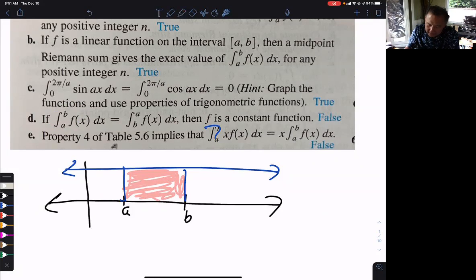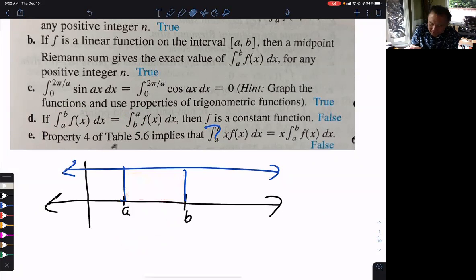But then this says you go backwards. You learned if you integrate backwards, you get the opposite answer. So you're actually going to get negative. It's going to be negative that area. So they're not the same. The area going forwards is positive, but when you go backwards, your answer is going to be opposite. So they will be opposites of each other. You should have a minus there. So that is false. Now there is one constant function where it's true.